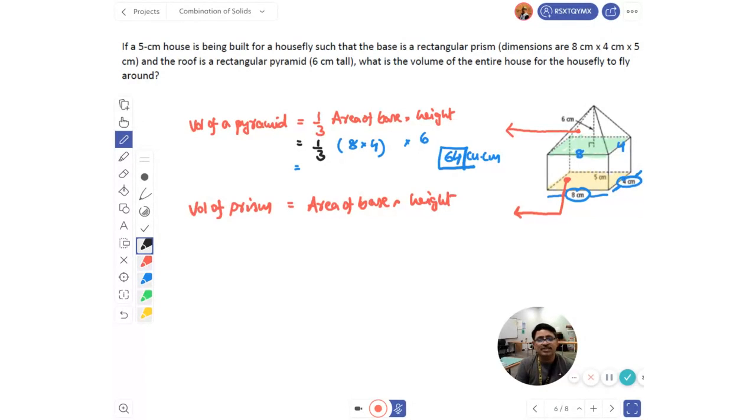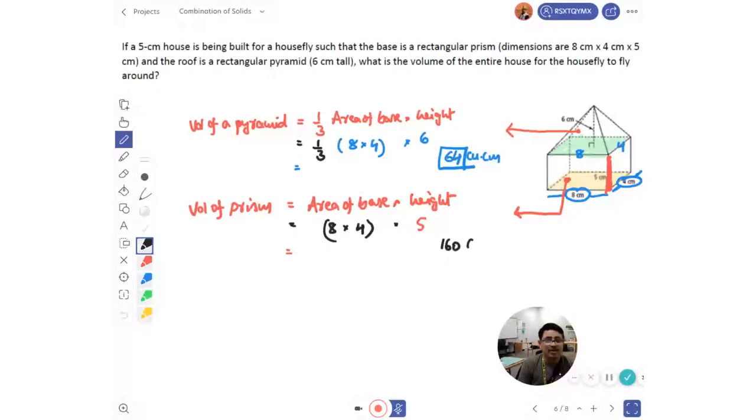Now just plug in these numbers. Area of the base is again in the shape of a rectangle, length times width, which is 8 times 4. And what is the height? Please notice that this is the height of the prism, right? I hope you can see that it is 5 units. So 8 times 4 is 32. 32 times 5 is 160.